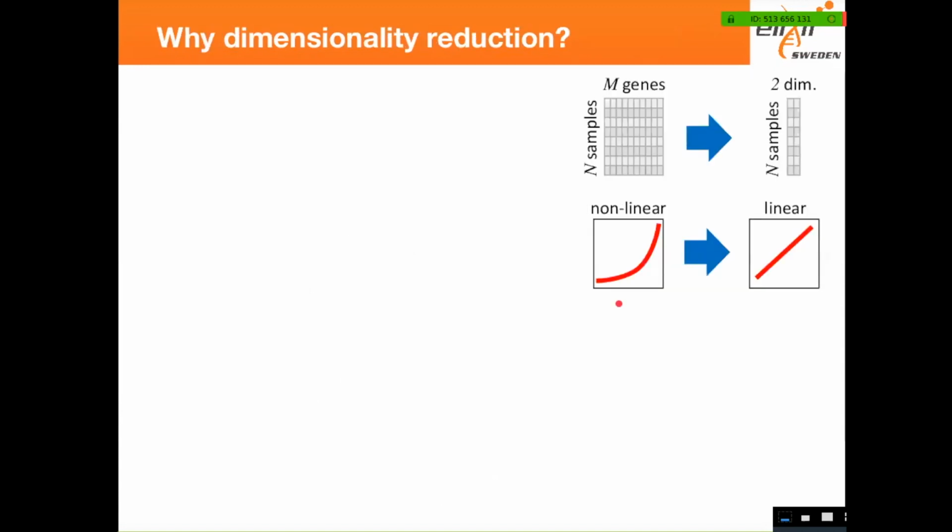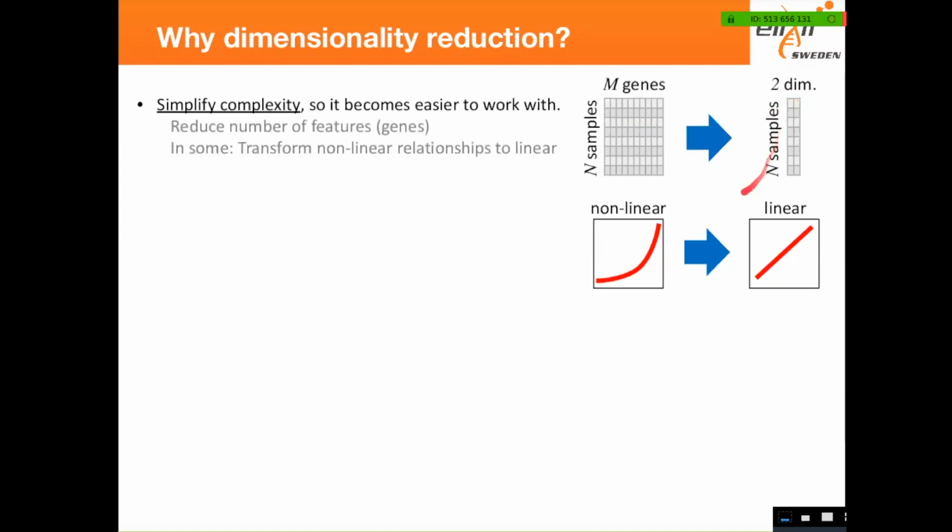So why do you have to do dimensionality reduction? One of the reasons is to simplify complexity, so it becomes easier to work with. You have a matrix with thousands of genes, and then you reduce it to 2 dimensions. In some cases you also transform non-linear relationships to linear, so it's much easier to work with them, especially for clustering, which will be a big step that you'll see today also.